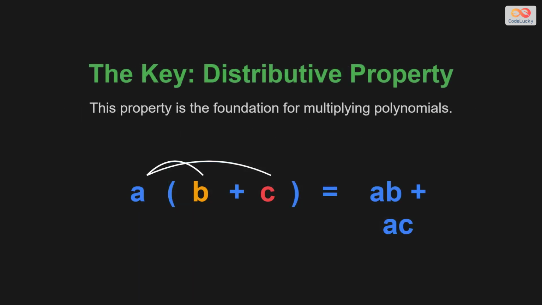The key to our topic today is the distributive property. This rule states that multiplying a number by a group of numbers added together is the same as doing each multiplication separately. For example, a times the quantity b plus c is equal to a times b plus a times c.